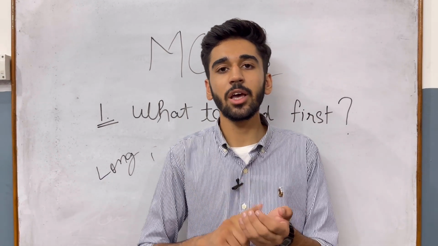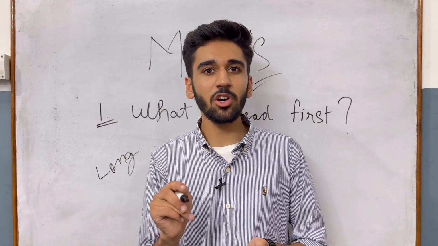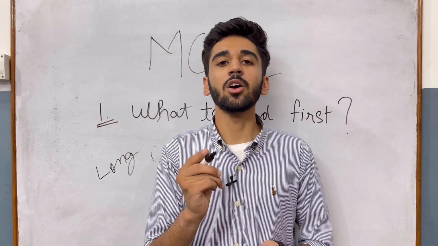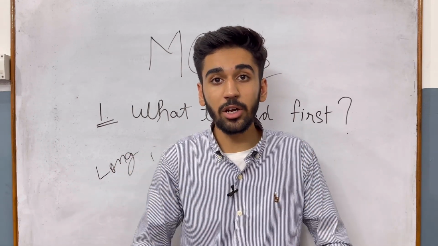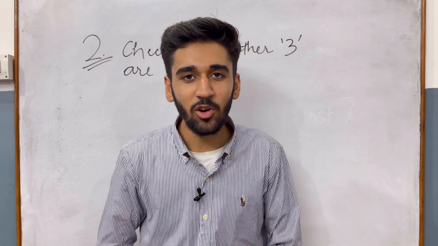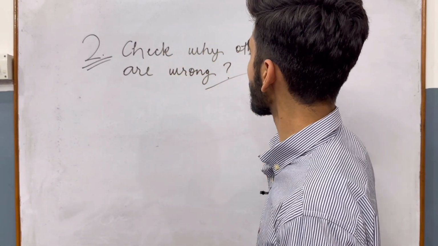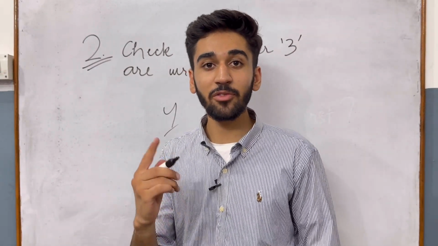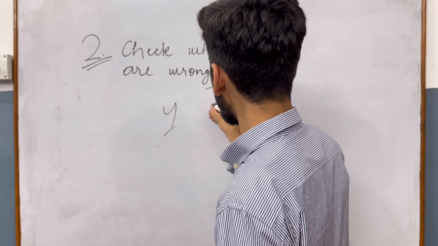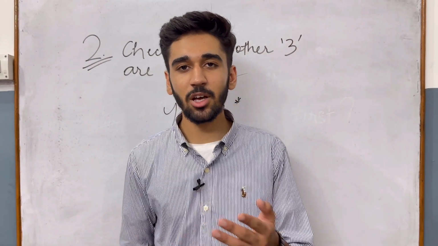If the questions and the choices are long, go to the passage first. If the choices are shorter ones, then go with the choices first. This is how you have to see what to read first. The second thing that you have to keep in mind is why the other 3 options are wrong. So basically we are given 4 options. Out of those, only one is correct. So you have to check why the other 3 options are wrong.